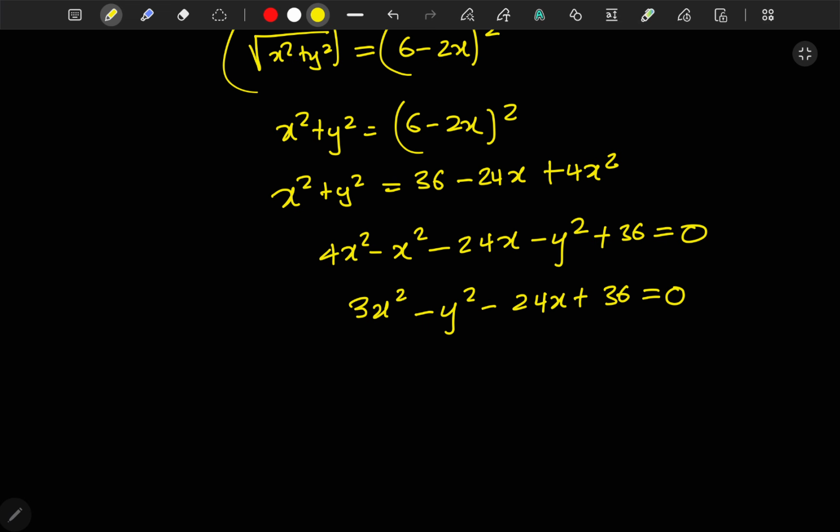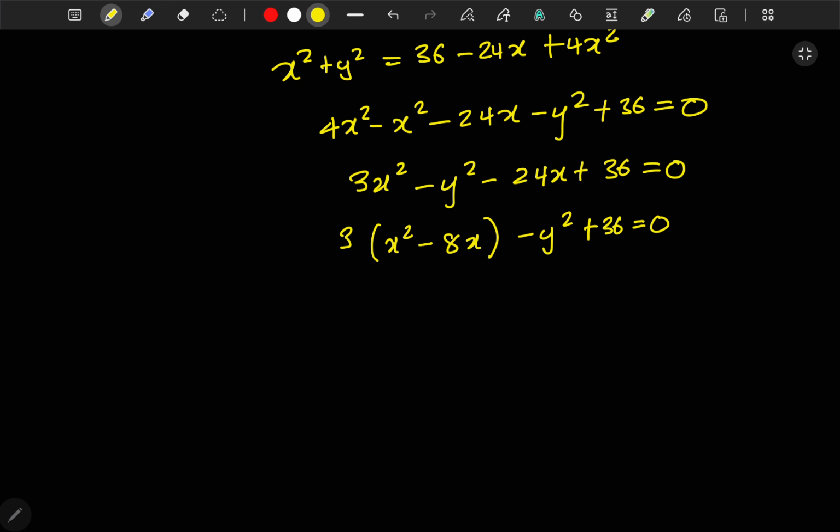Now, someone might say, can I just end here? Well, it's up to you. You can literally end here, but we can do something better. Let's first factorize out the x terms. If I took out 3, along with x squared minus 8x, then this will remain: minus y squared plus 36 equals 0. Just like that, I think now we are moving somewhere.